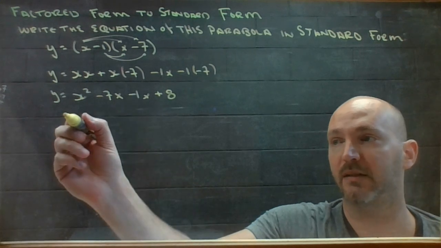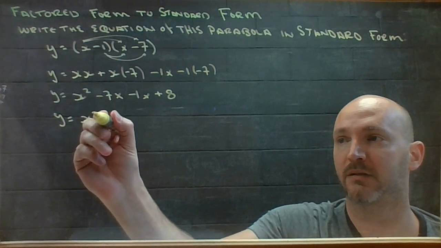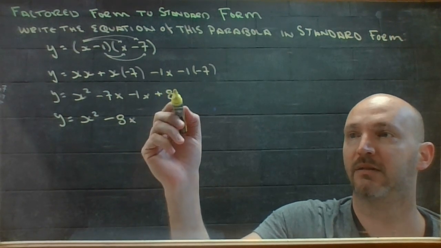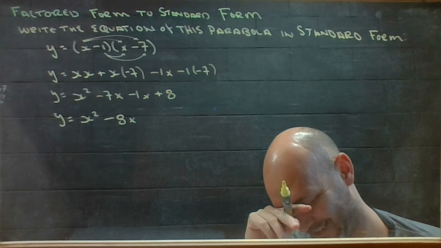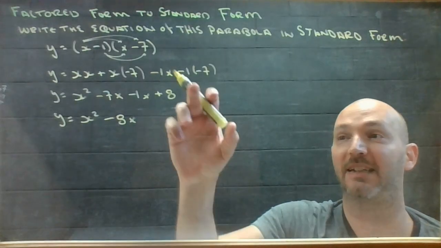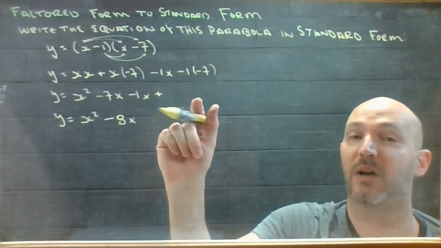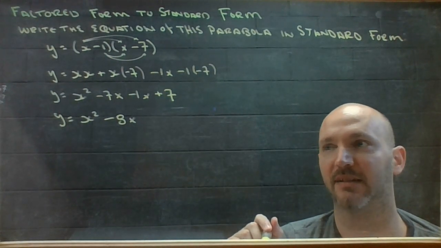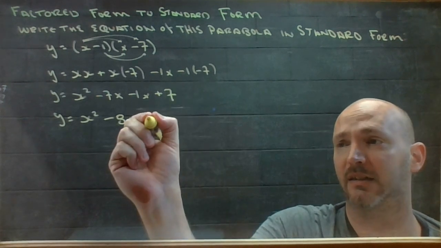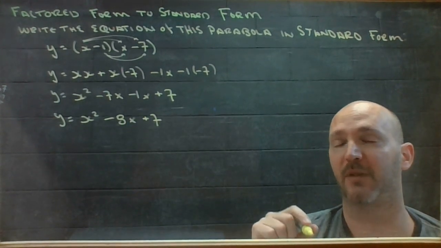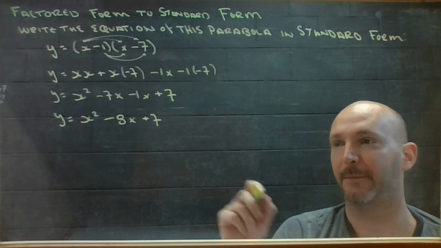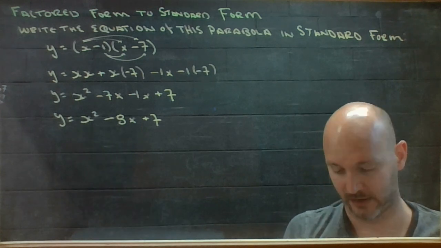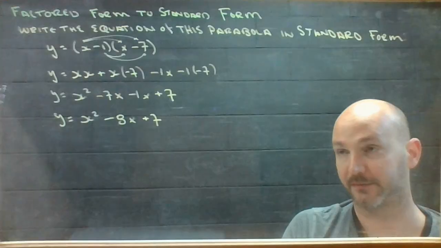Put these two things together. -7 minus 1 would be -8 x's. -1 times -7 is positive 7. There we go. Okay. So I started with something in factored form, and I ended up with something in standard form.